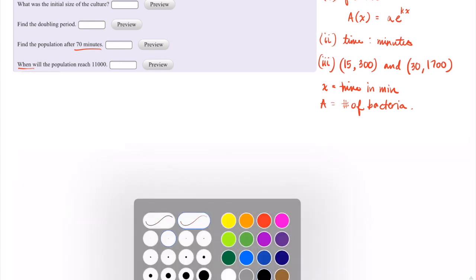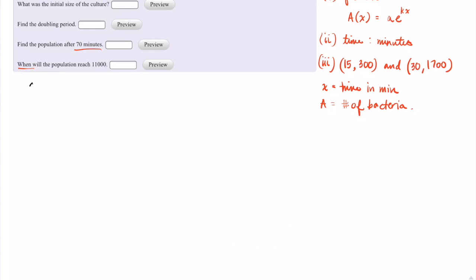That's probably going to take a little bit. So, find the initial. If we have A of x equal to little a e to the kx, then really we're trying to find a, and all we really know are these two pieces of information, those two ordered pairs. So let's go ahead and do that.